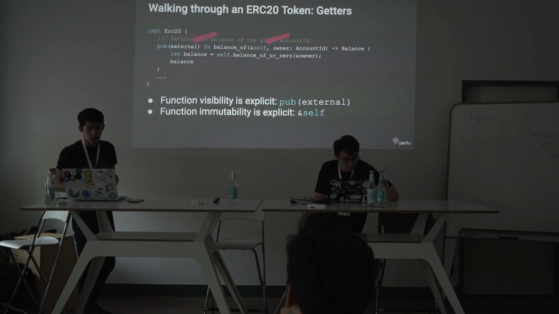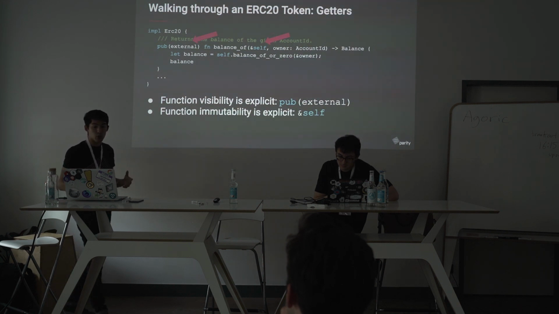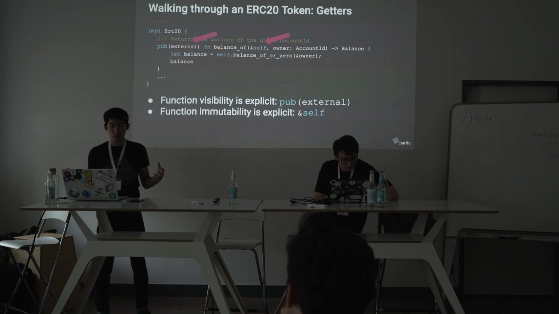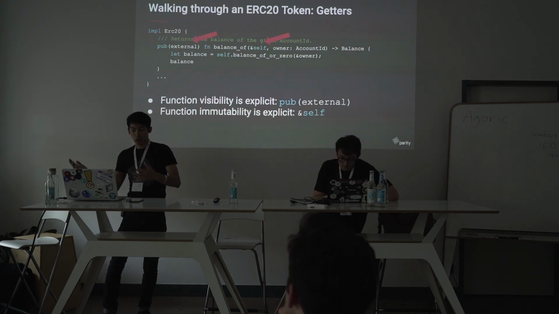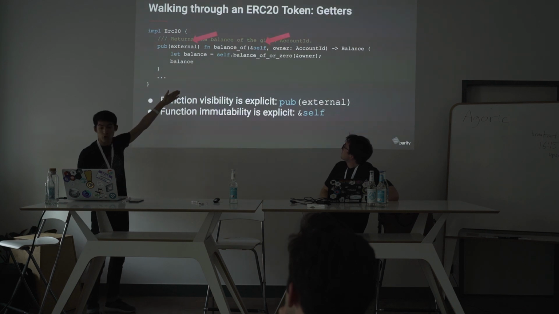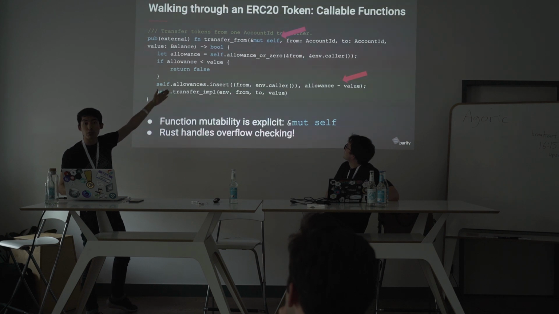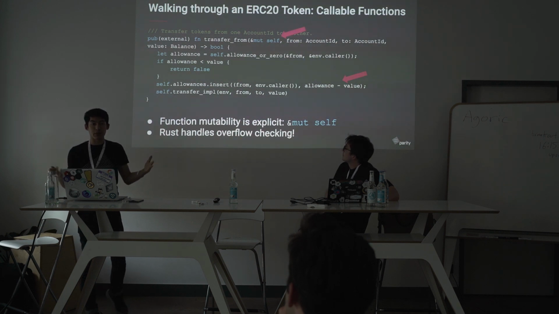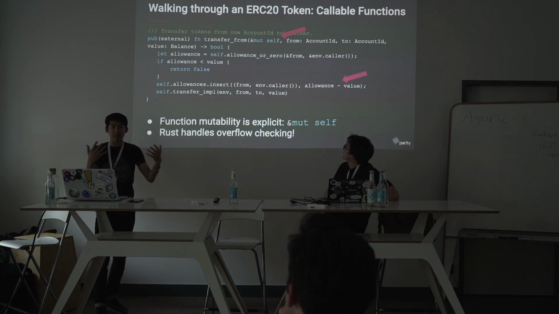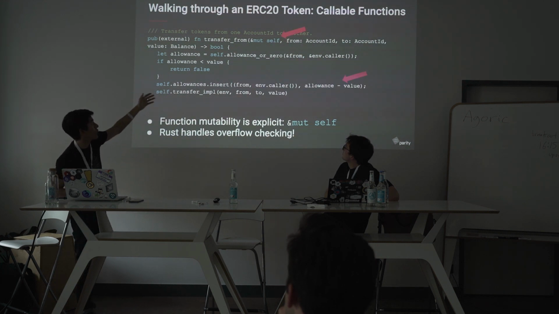And then finally, we're walking through some more stuff like getters. Function visibility is explicit. So if you want a function which can be called from the outside, you must mark it pub external. Immutability is also explicit. Here we have it as &self, and I'll show you next a mutable function which uses &mut self. Again, I think it's very similar to some of the things Solidity has learned, like needing to add view, or needing to add what the function is able to do. That's built in a Rustic way.